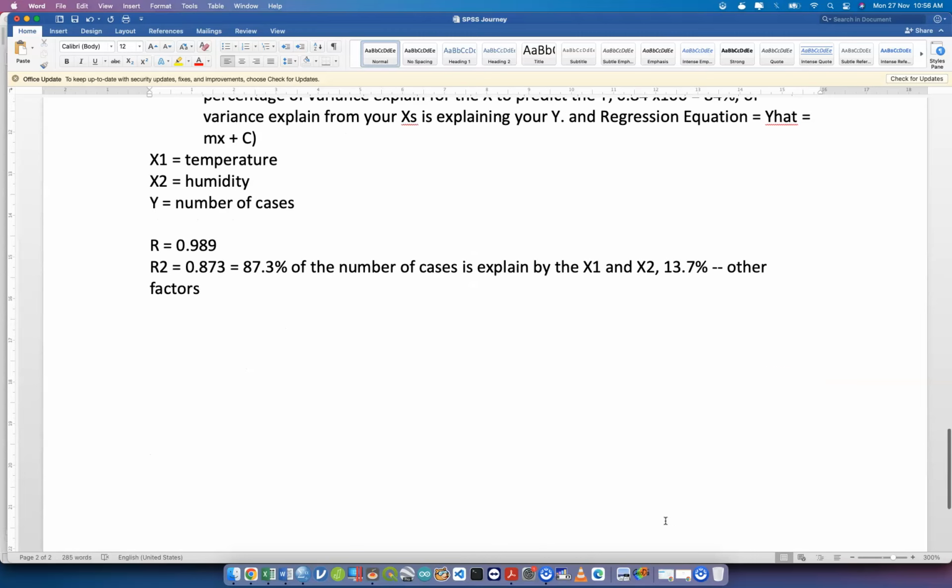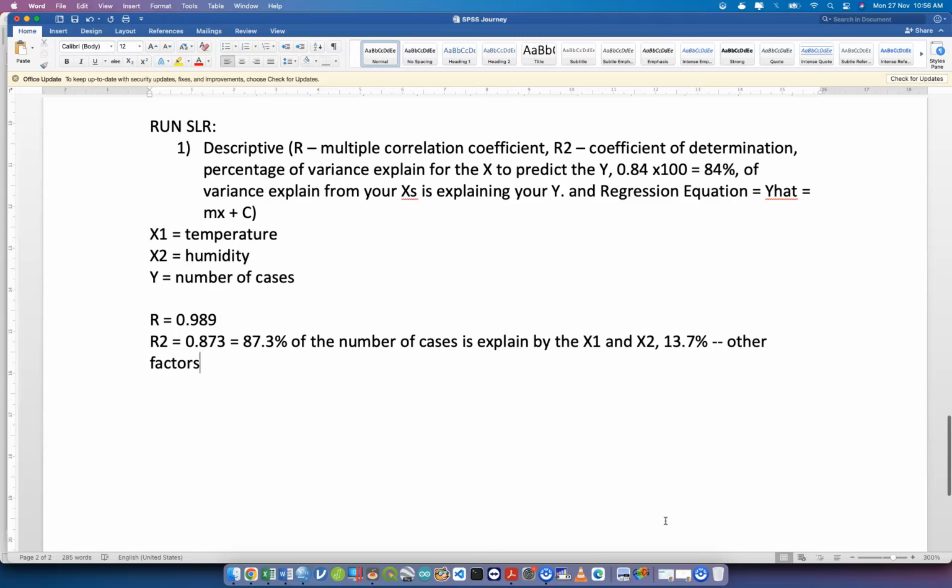Okay, setakat ni jelas? I make another repetition. What is R? Multiple correlation coefficient. What is the R squared? Coefficient of determination. Coefficient of determination is nothing more than a variance explained of the X to predict the Y. In this example, X1 temperature, X2 humidity, Y is the number of cases, let's say. So your R is around 0.989, your R square is around 0.873, or it's equivalent to 87.3% or 87%.